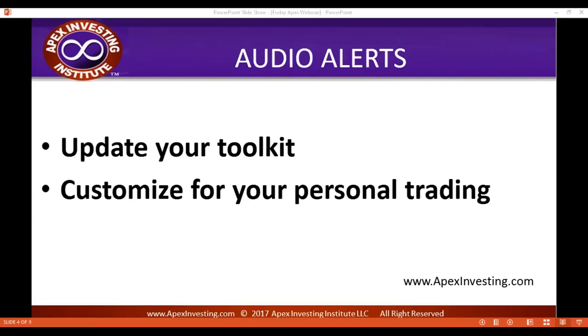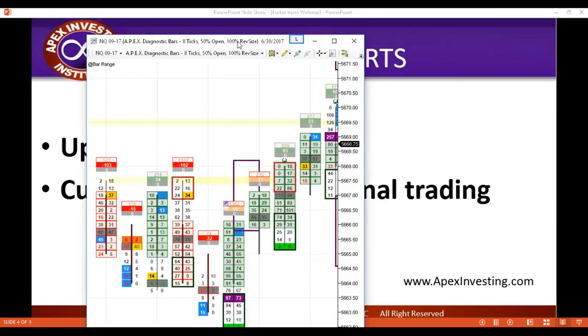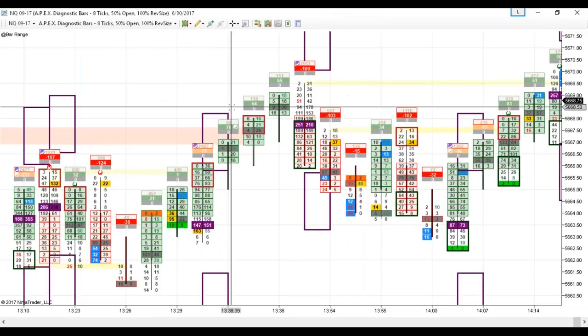So if you've not done this, go ahead and update your Apex toolkit to the most recent release, which was just a few days ago, earlier this week, and that will now give you audio alerts for order prints. So what do I mean by that? Well, let me just pull over an order prints chart right here.